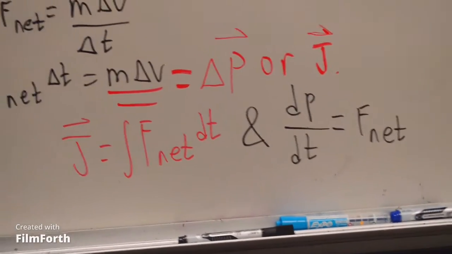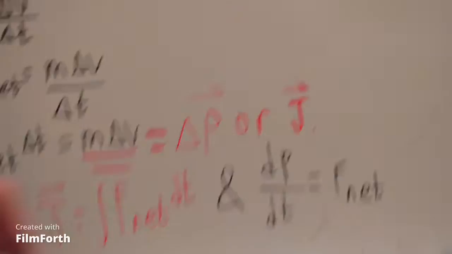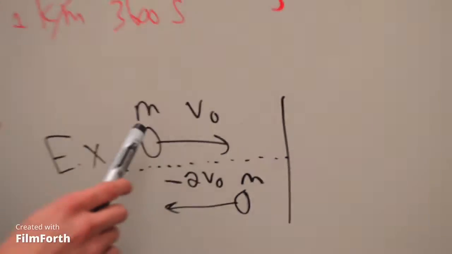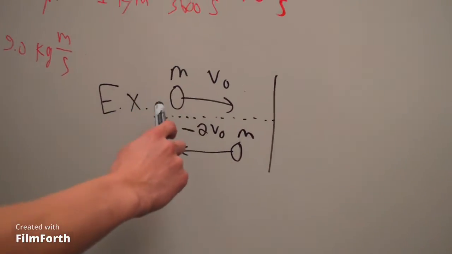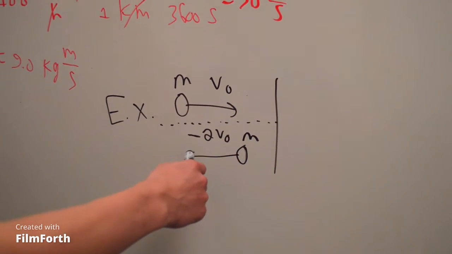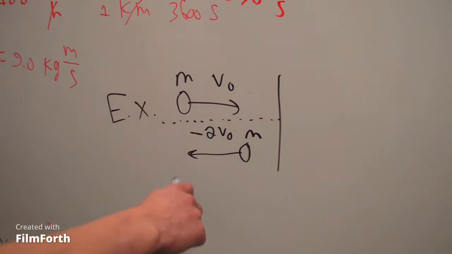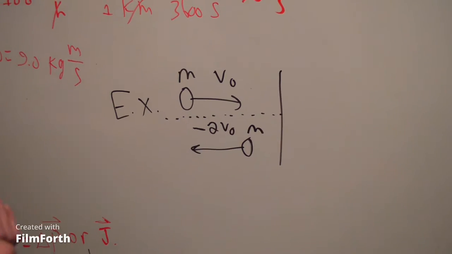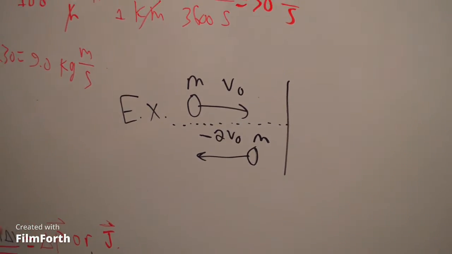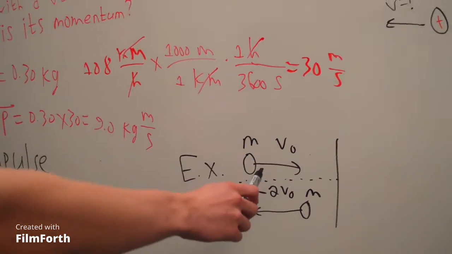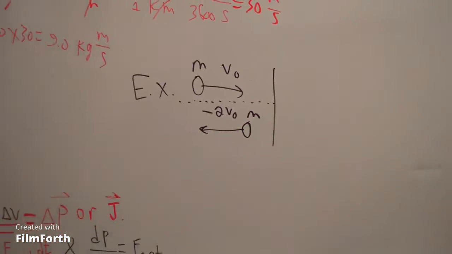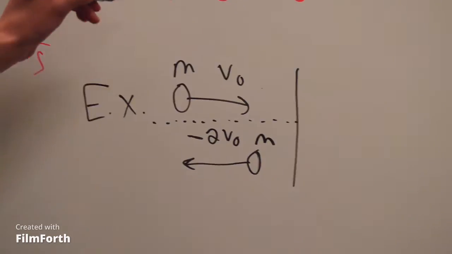Alright, so now let's do an example together. Suppose a ball was traveling with a velocity v0 and had a mass m. A few seconds later, it bounces off the wall, but now with double its initial velocity in the opposite direction. What is its impulse? Well, in this case, since we don't know what the time or net force is, but we are given the velocities and the mass, we can use the equation m delta v. So let's figure this out.